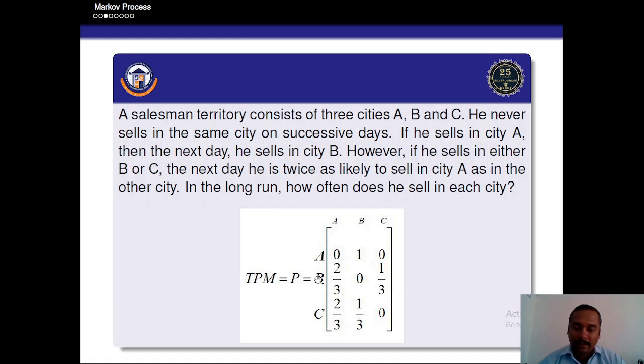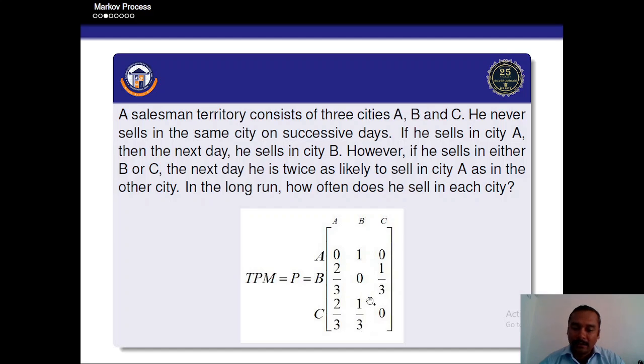For example, the first day he sells in city B, so the next day he definitely sells in city A, but the quantity is twice the previous day. Okay, so the statement is for the third row. If he sells in city B for the first day, the next day he moves to city A, but the quantities for the 2 different days will vary.